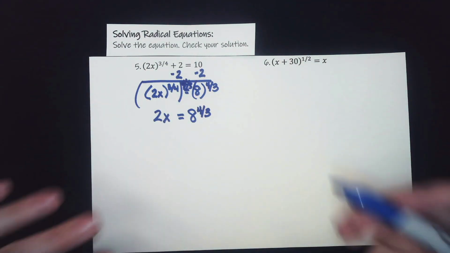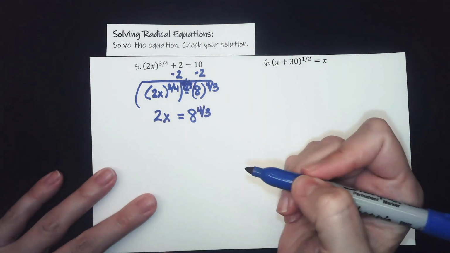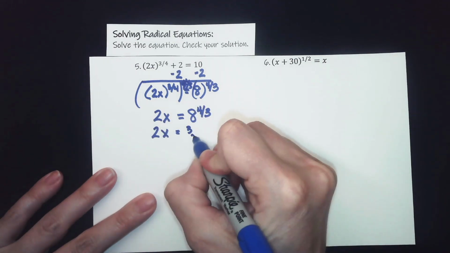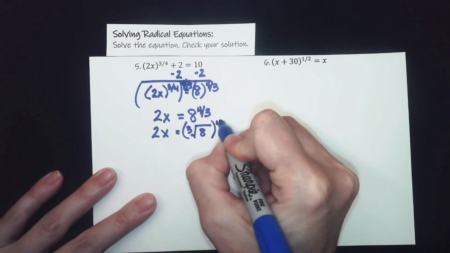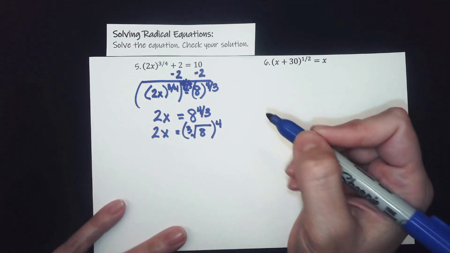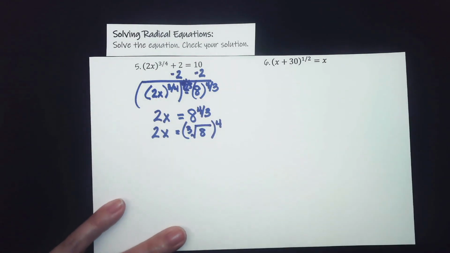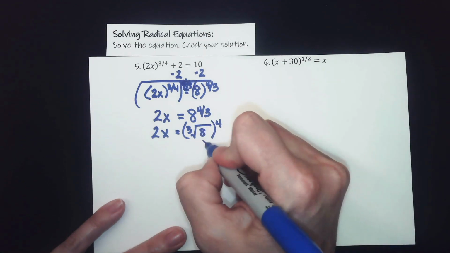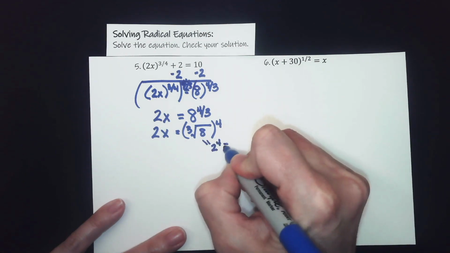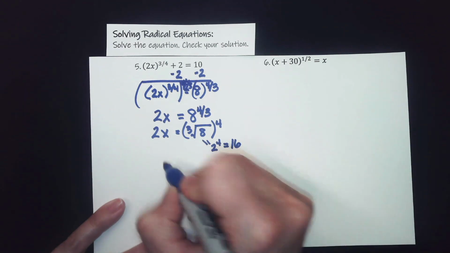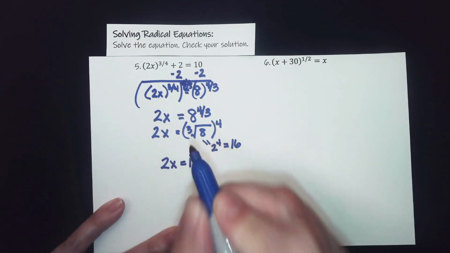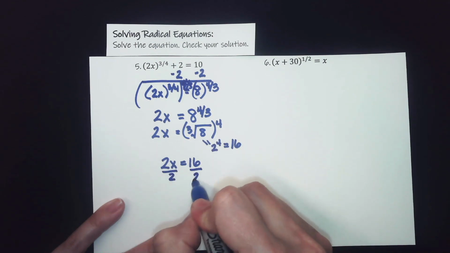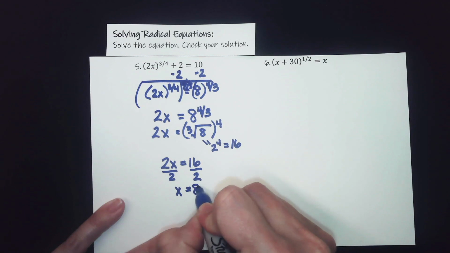All right. Now we need to find what 8 to the 4/3 is before we can simplify more. So remember, that's the cube root of 8 to the 4th power. Or you could say it's 8 to the 4th power and then the 3rd root. But I like to do the root first because it gets a nice small number. Okay, so that's 2 to the 4th power, and that's 16. Okay, so I have 2x equals 16. Okay, to get x by itself, I'm going to divide by 2, and I get that x is 8.